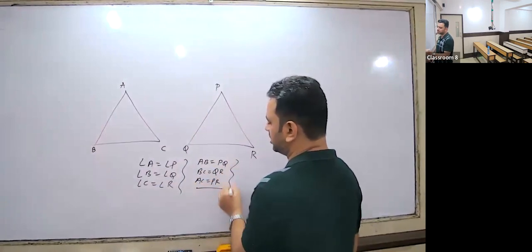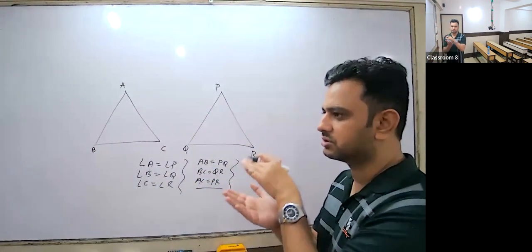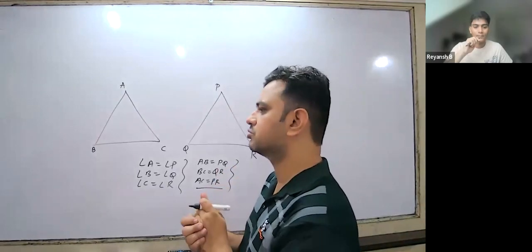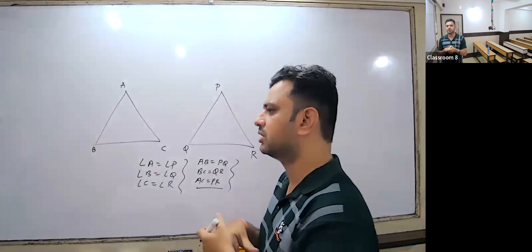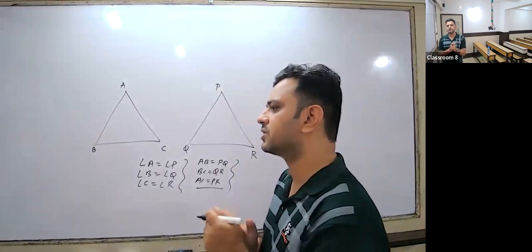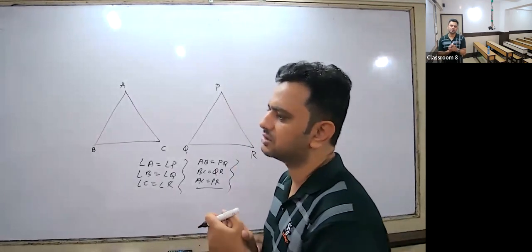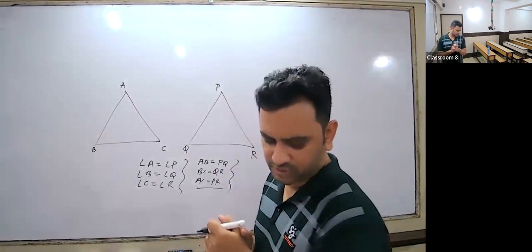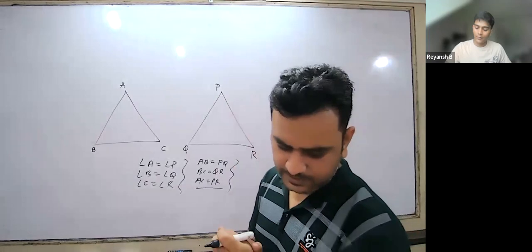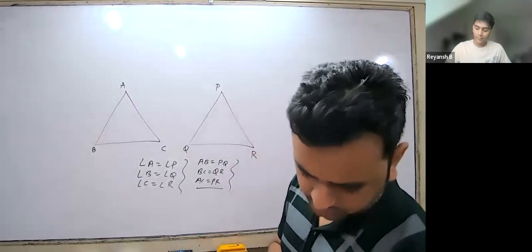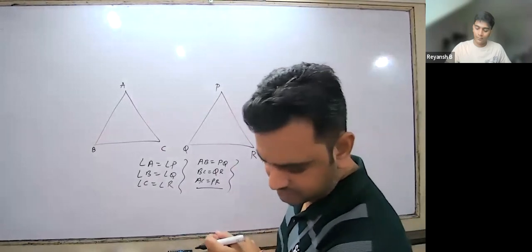So that means they are actually mirror images. Both are the same figure. Two such triangles are called congruent triangles. Clear? In the same way, if circles are congruent, that means their radii are the same, and their area is also the same, right? Yeah, the area is also the same. Got it?